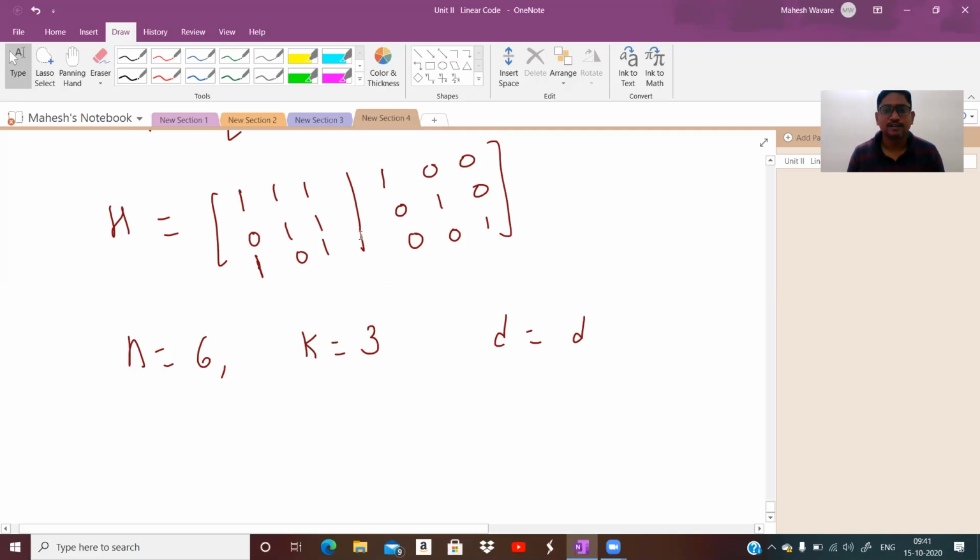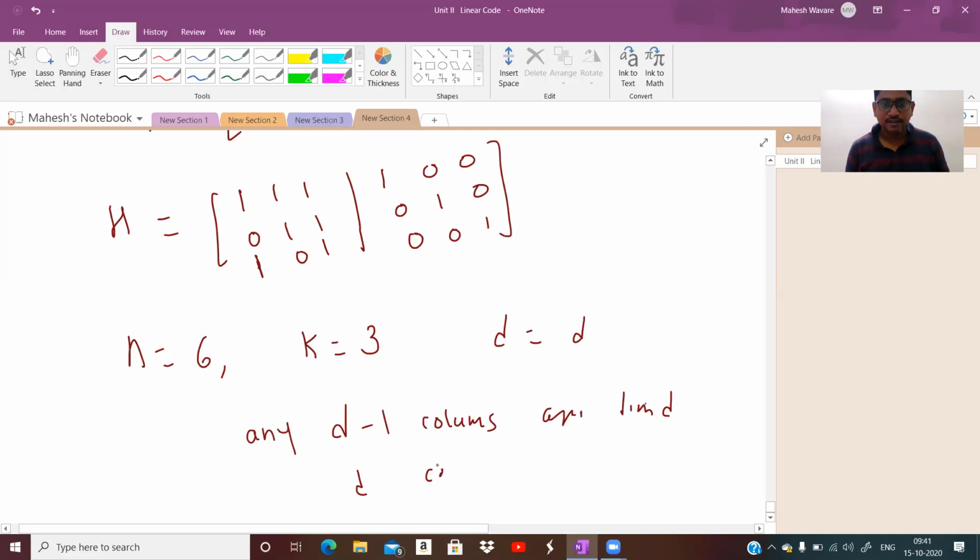Or we can apply MATLAB programming to find the distance of this. You just find this D such that D minus 1 columns are linearly independent and D columns are dependent. Any D minus 1 you should mention, and here you must have some D columns which are dependent. Here independent and here dependent, then the distance is D. So for this parity check matrix, you can perform this.